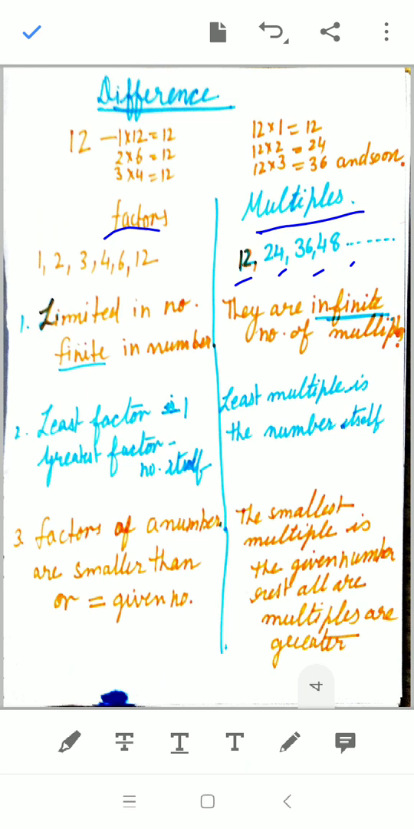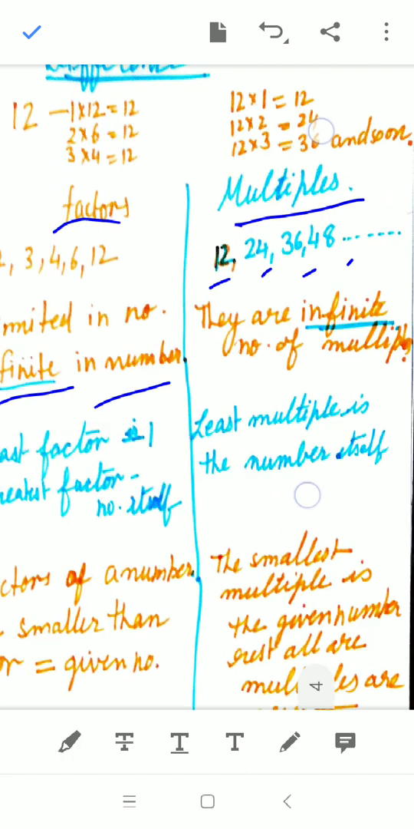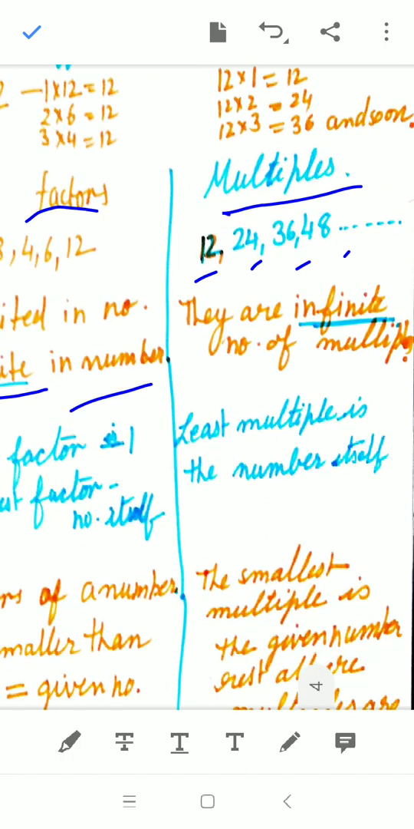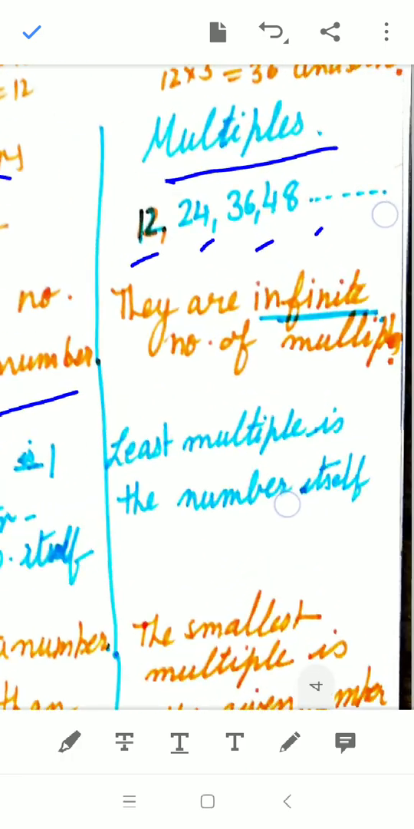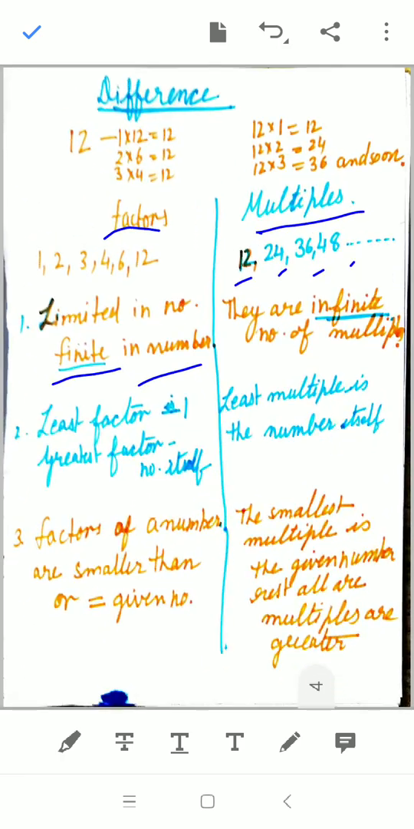Factors are limited in number. You can see after 12, I have not made any dot. There are only 6 factors of 12. So they are limited in number, or we can say finite. The word finite is for limited. But on the multiples side, there is a dot dot dot which shows there are infinite multiples. As much as we wish for, we can write.